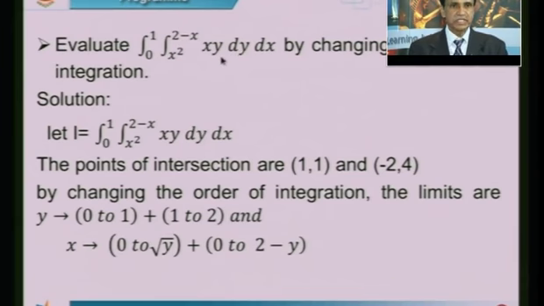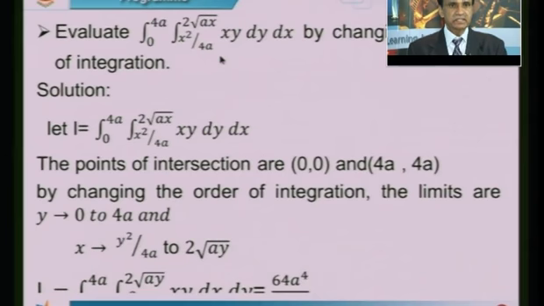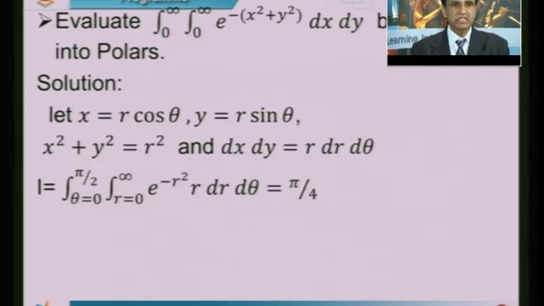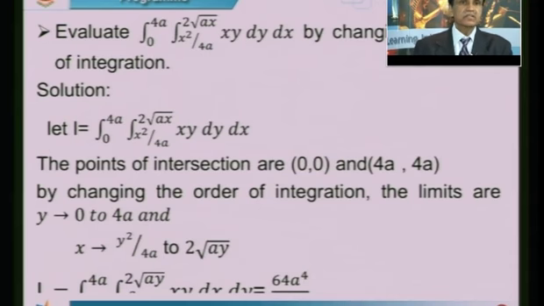For example, this is one equation. If I think about another equation, 0 to 4a and x square by 4a to 2 root of ax, this is the next situation. In this problem, we take the intersection of two curves, both of which are standard graphs. They are nothing but parabolas, and we will think of the intersection between these two curves. And next, for example, if you take a circle, or an ellipse.